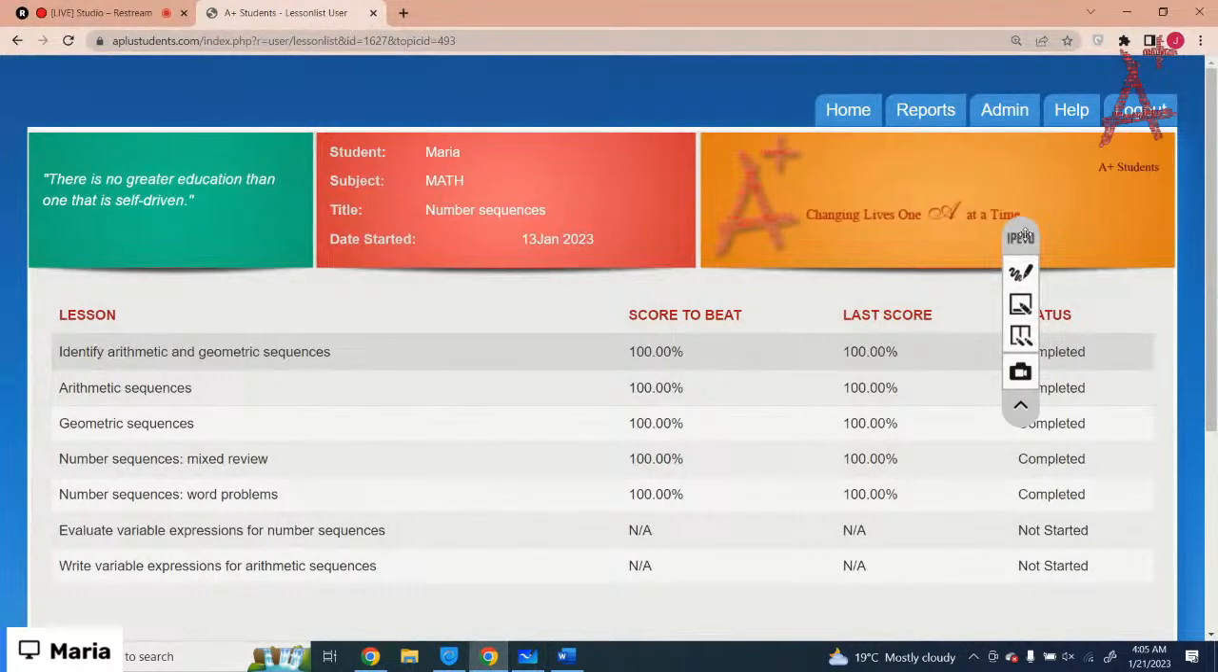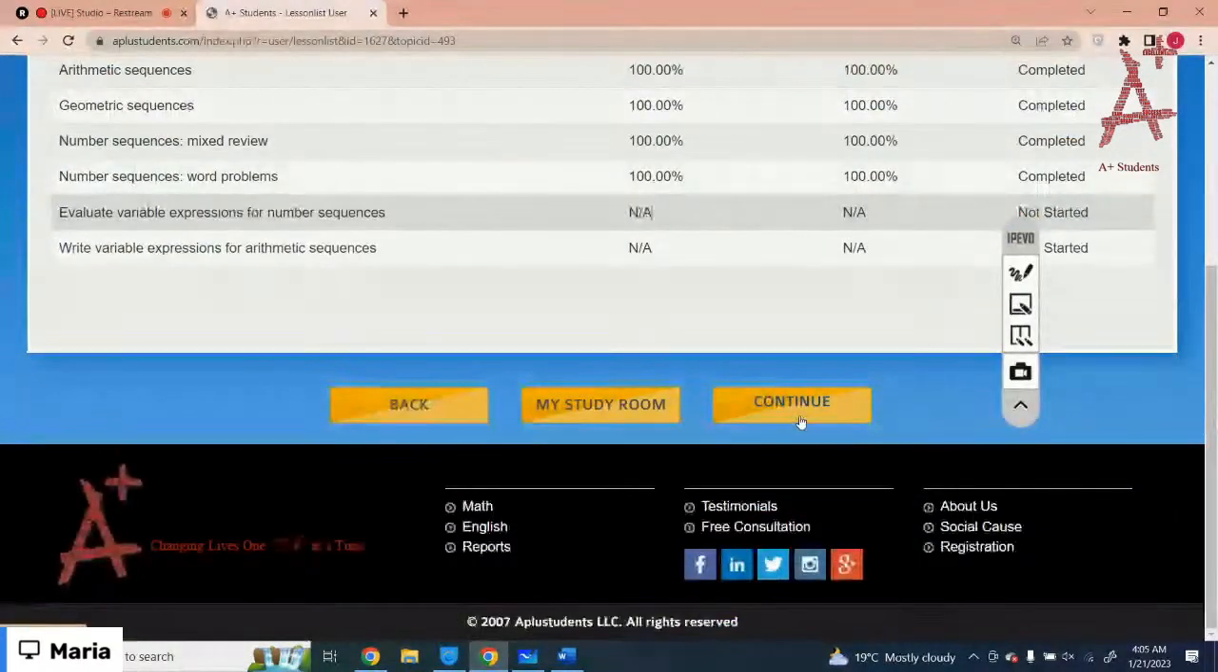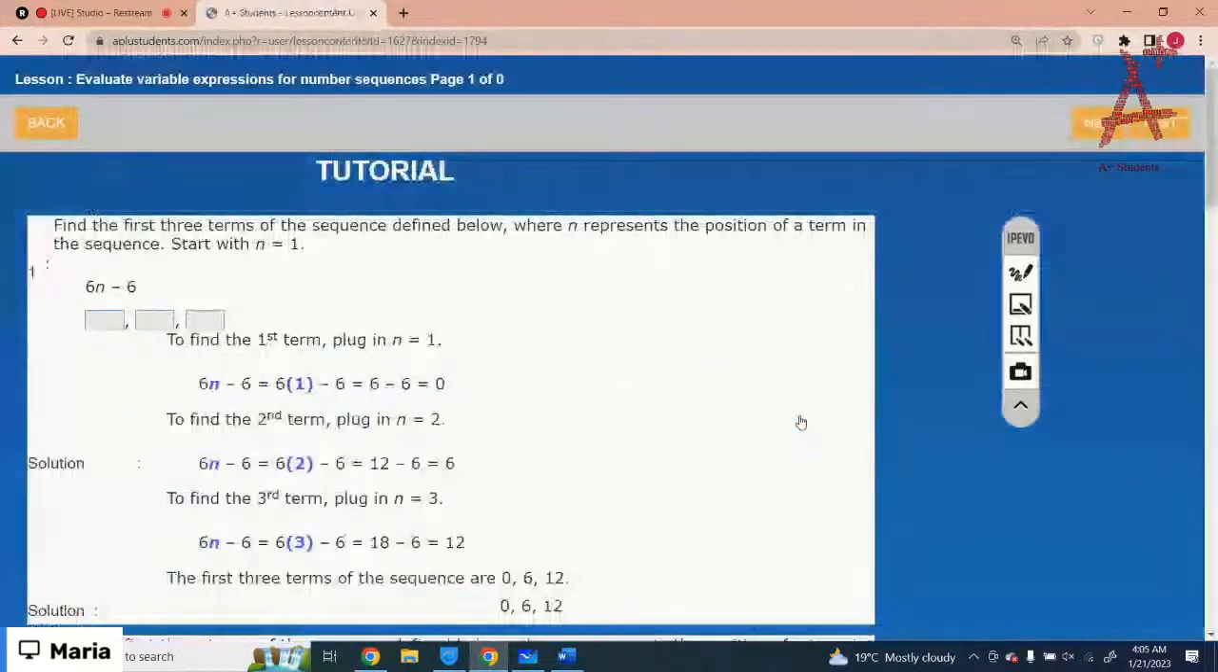Okay, here I'm on grade 8 maths. The chapter name is number sequences. And here is the lesson we're going to start with, evaluate variable expressions for number sequences. Okay, first find the first three terms of the sequence defined below, where n represents the position of a term in the sequence. Start with n equals 1. You are given the expression 6n minus 6. You have to evaluate the first three terms and you have to start with n equals 1.